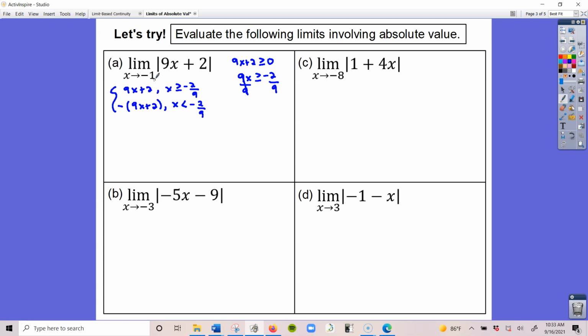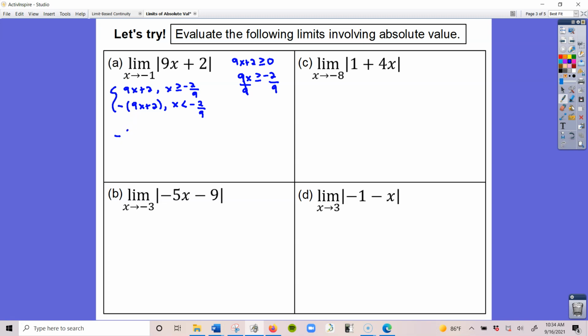Now we look at the limit. This is for when x is approaching -1. -1 is less than -2/9, so I would have to use this bottom piece here. Now notice what happened. If I had plugged in -1 directly into the absolute value, I would end up with a positive number. But since -1 is less than -2/9 and I have to use the bottom piece, we're most likely going to end up with the opposite sign. So let's go ahead and figure that out.